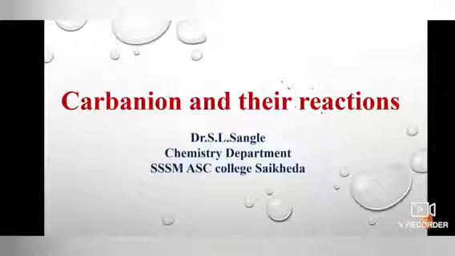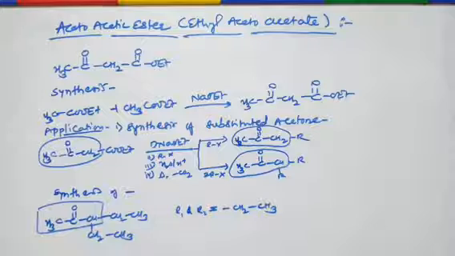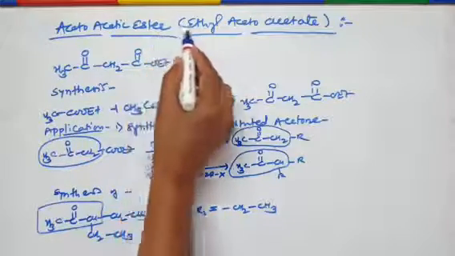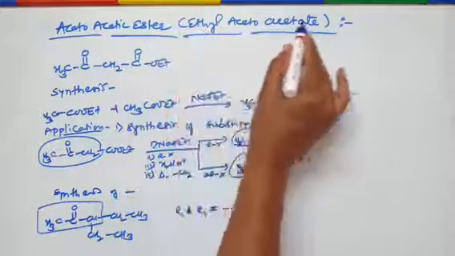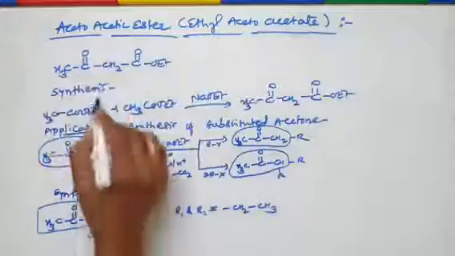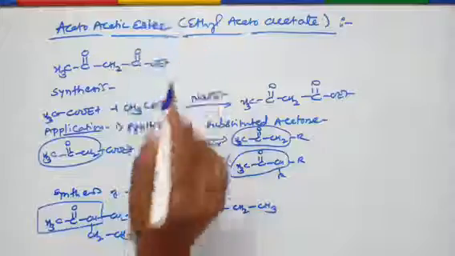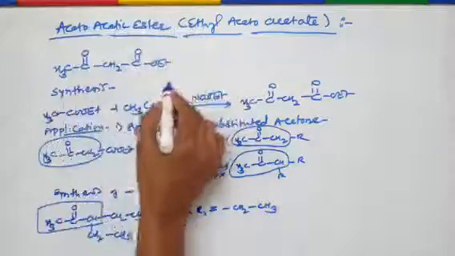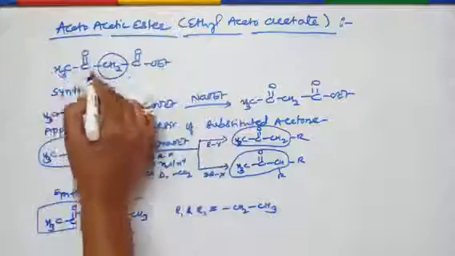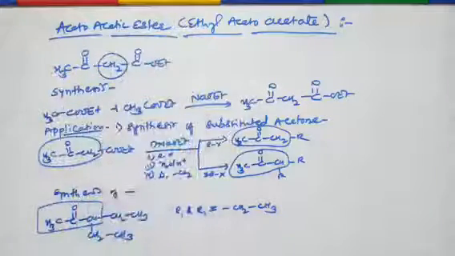Carbanions and their reactions. In the previous lecture, we studied the synthetic application of malonic ester. Now, the second synthetic reagent used is acetoacetic ester, another name of which is ethyl acetoacetate, or in short, AAE. This ethyl acetoacetate again contains a CH2 which is flanked by a ketonic carbonyl and an ester carbonyl functional group.